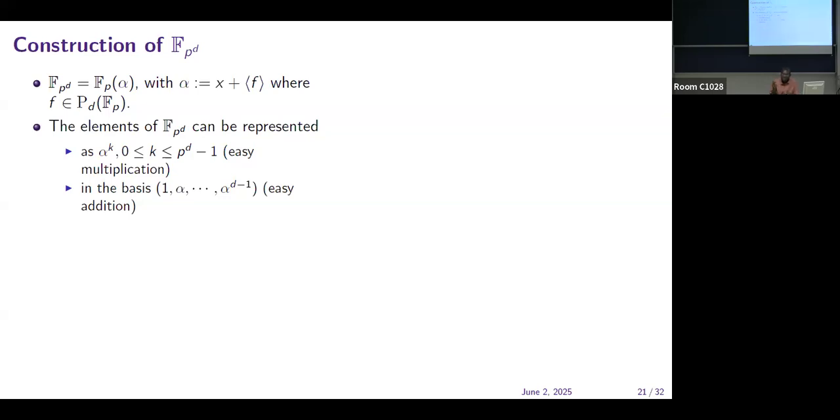We can have two representations. The first representation is the multiplicative representation: alpha is the primitive element, alpha power k for k between 0 and p power d minus 1. The second representation is additive, to represent any element of the field in the polynomial basis.